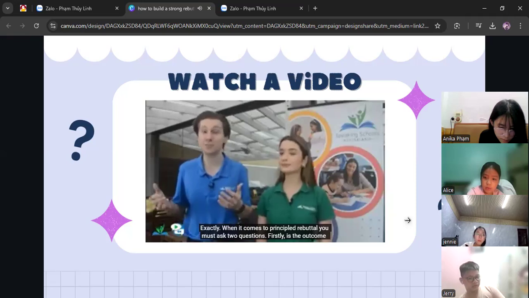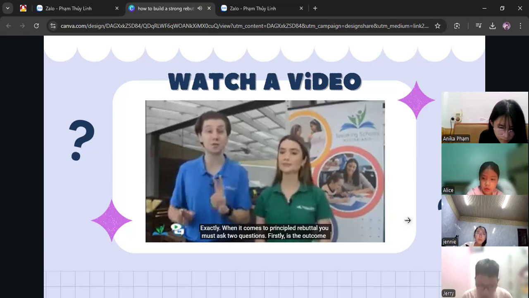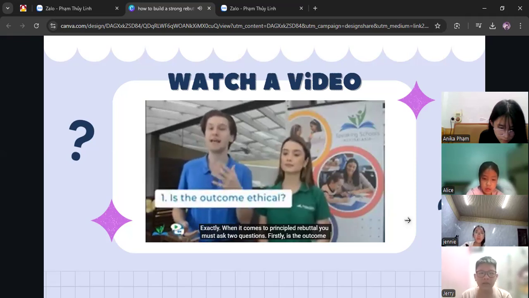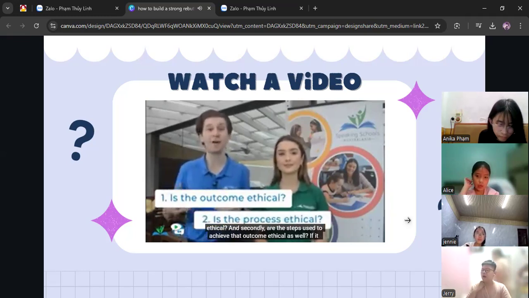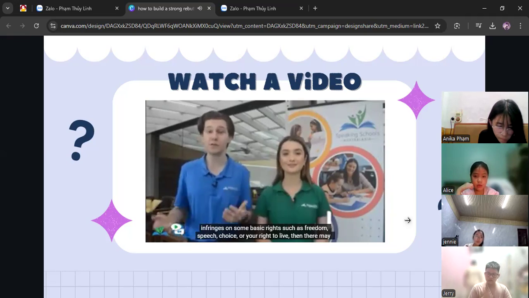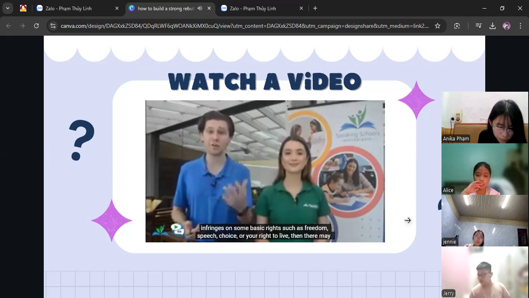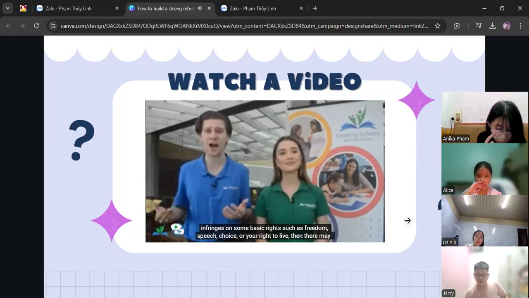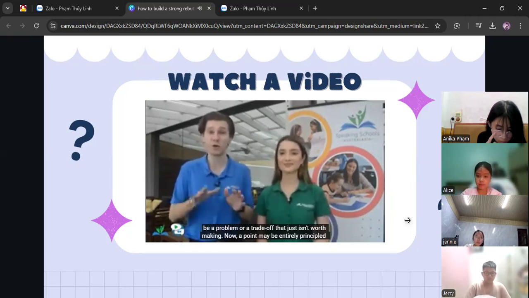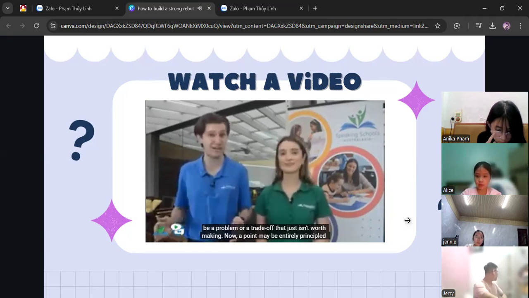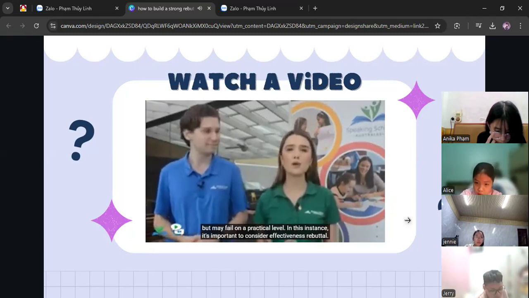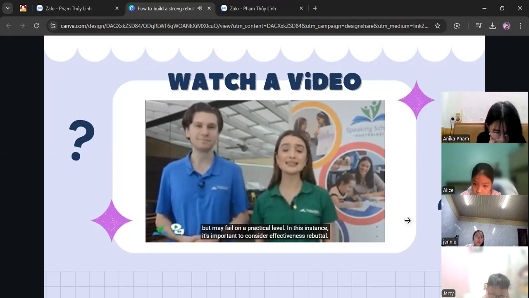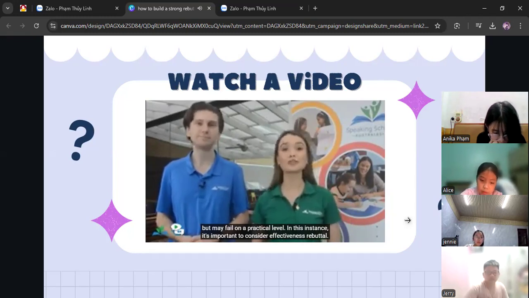Exactly. When it comes to principled rebuttal, you must ask two questions. Firstly, is the outcome ethical? And secondly, are the steps to achieve that outcome ethical as well? If it infringes on some basic rights such as freedom, speech, choice, or your right to live, then there may be a problem or a trade-off that just isn't worth making. Now, a point may be entirely simple, but may fail on a practical level. In this instance, it's important to consider effective rebuttal.